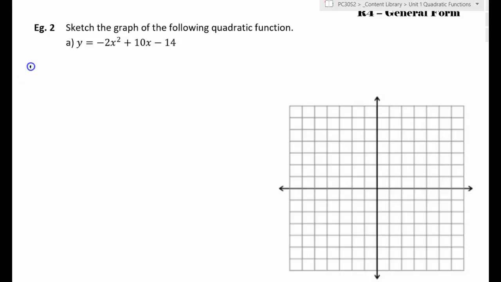So first thing I want to do is just identify intercepts. So y is always the easiest. It's that constant term at the end, -14. My x-intercepts I'm going to have to figure out by solving, or by factoring rather. So I'm going to take 0 equals -2, and I'm going to factor out that -2 right away. x squared minus 5x plus 7.